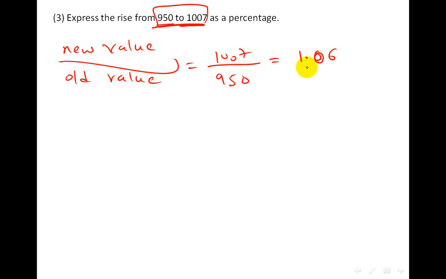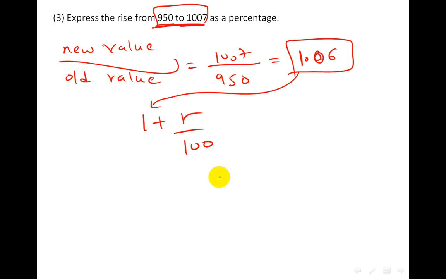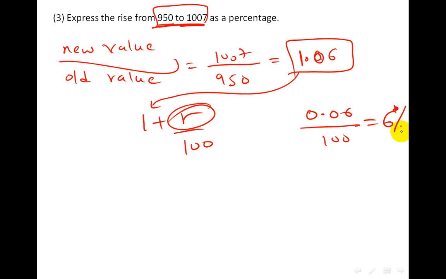Okay, this 1.06 is the scale. So if you remember, our formula is 1 plus R over 100. This one, take it out, so you'll be left with 0.06. Once it's divided by 100, you'll find only 6 is left in place of what? In the place of R. So the rise as percentage is 6%. First thing, divide the new by the old. Once you find the scale, take out the 1, then multiply the answer by 100, and you'll find a percentage.